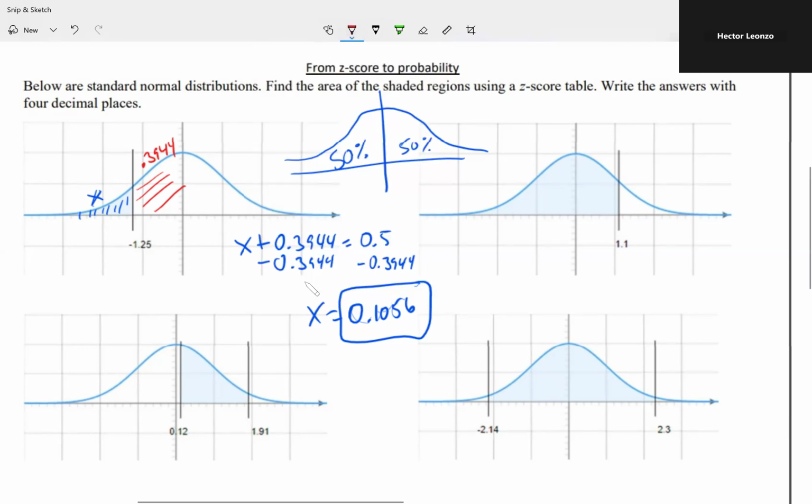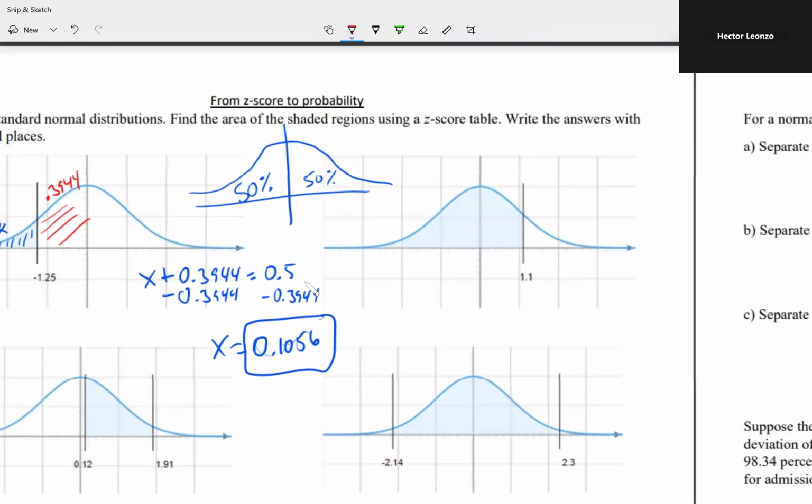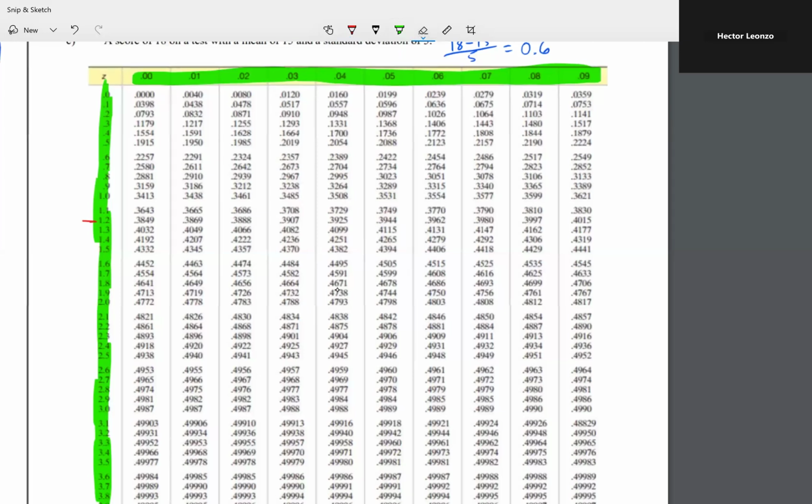Let's take a look at the next example here. 1.1. Okay. Let me get my z-score. Remember the table that we have? So my z-score right now is 1.1. So I'm looking at this. 1.1. If I was to write that using 2 decimal places, 1.10, right? So 1.1 here and 0 here. So my probability is 0.3643.